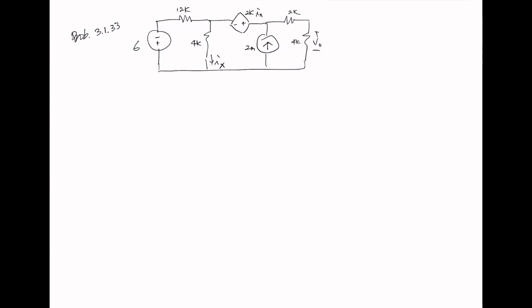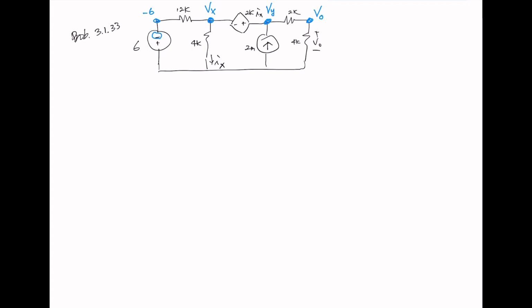If you want to use nodal analysis, we need to identify nodes. So the first node is right here. It's going to be -6 because the negative terminal is at the top. And then there is a node right here. I'm going to call this Vx because Ix is going downward. And we're going to call this Vy. And finally, we're going to call this V0. So the problem asks us to find the V0.